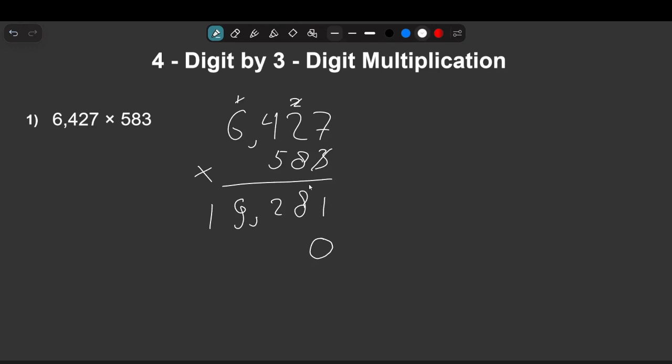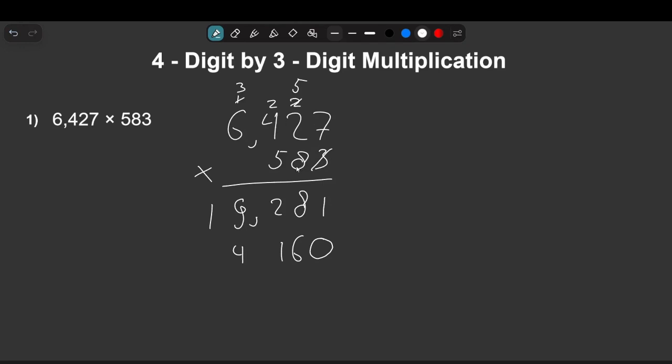And now we can start multiplying, just like we did with the 3. So we're going to do 8 times 7. 8 times 7 equals 56. So we're going to write down the 6 right here and carry over the 5 right here. Now we're going to do 8 times 2. 8 times 2 equals 16, plus the 5 we carried over equals 21. So we're going to write down the 1 and carry over the 2. Now we're going to do 8 times 4. 8 times 4 equals 32, plus 2 equals 34. So now we're going to write down the 4 right here and carry over the 3.